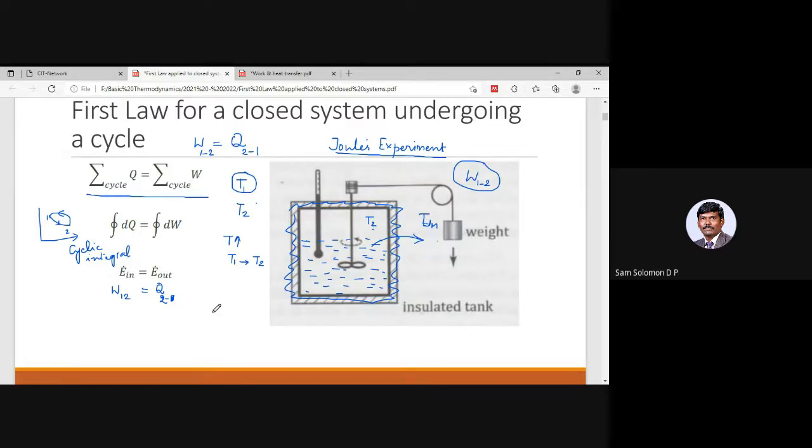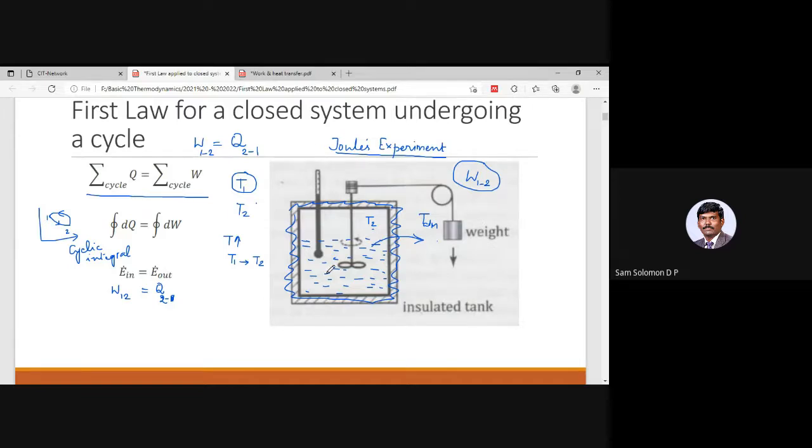Okay, so the first law tells us in a cycle, work transfer is equal to heat transfer. That's very, very important. The key word is cycle here. In a cycle, summation of work transfer is equal to summation of heat transfer. Okay, so what if it is not a cycle but a process?